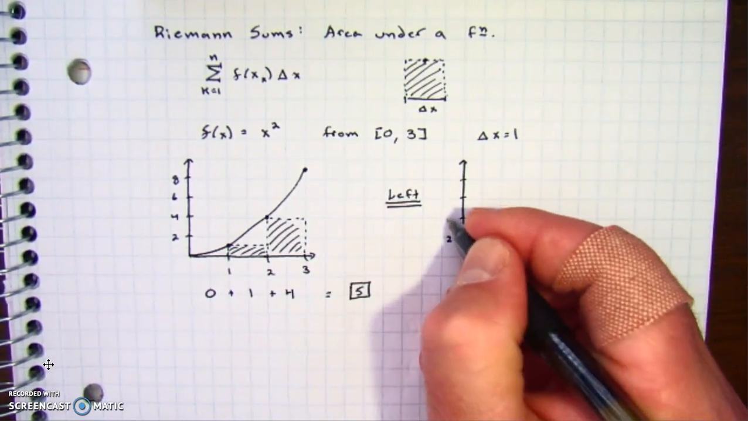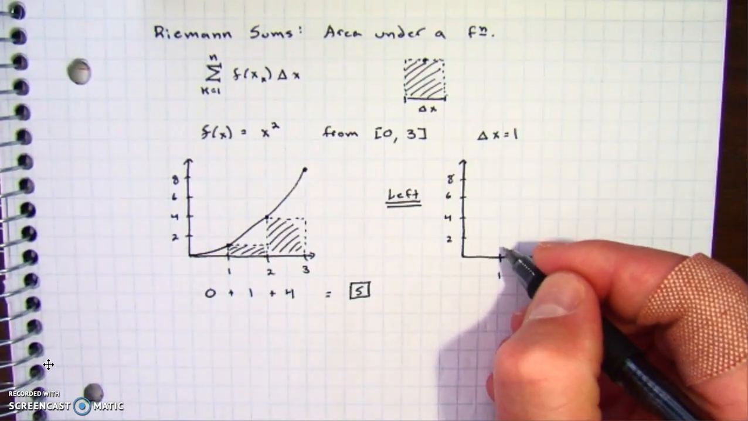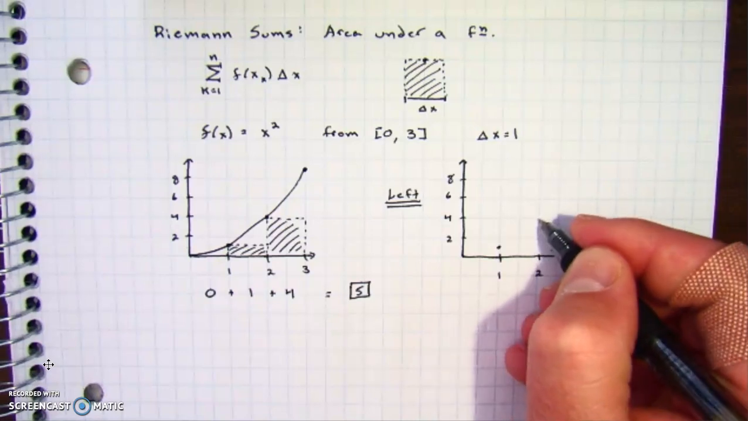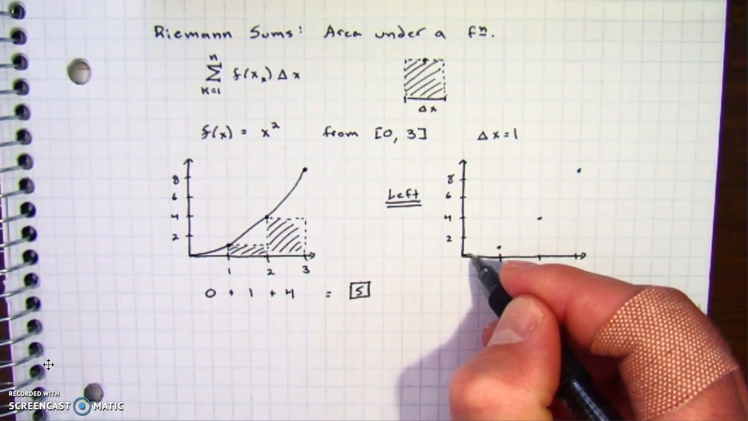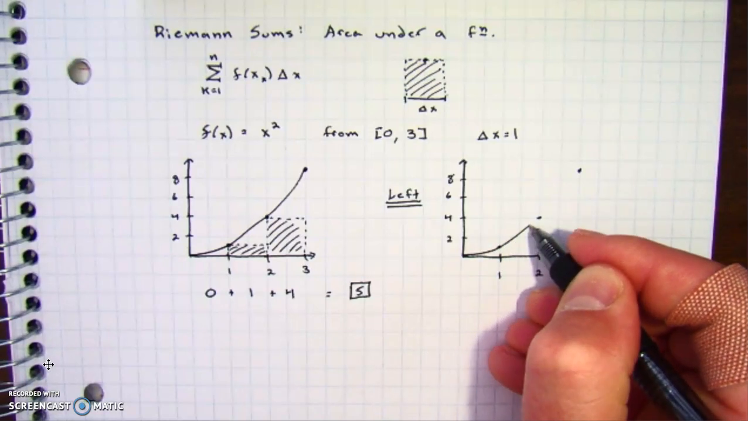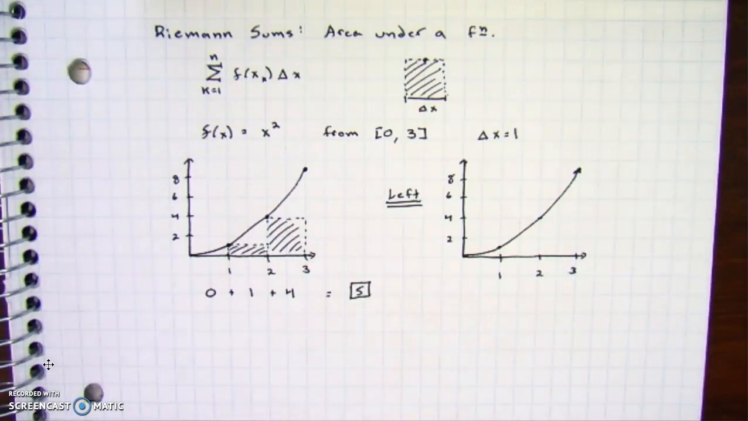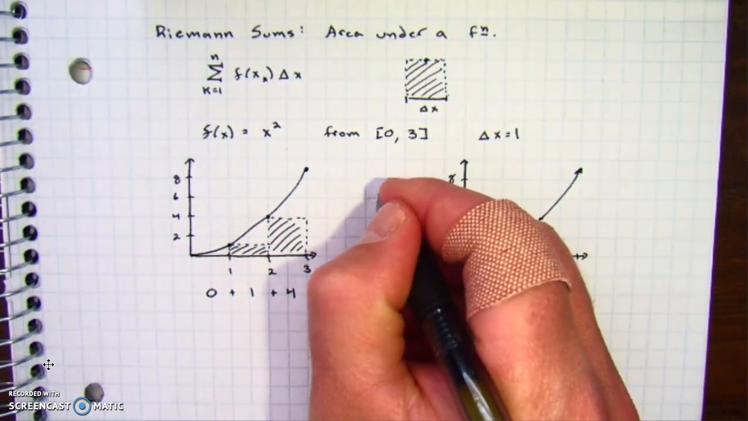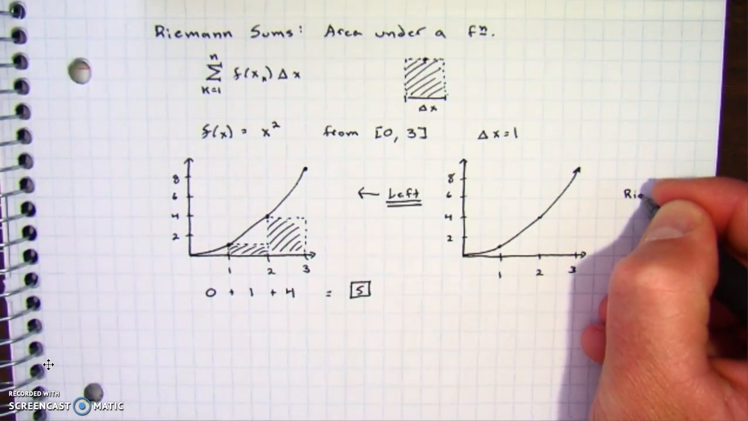All right. 2, 4, 6, 8. Okay, let's draw our curve again. 1, 4, 9. Hopefully I can draw this one a little bit better. Nope, not much better. Okay, so that was to the left, this is that one. So this one's going to be to the right.